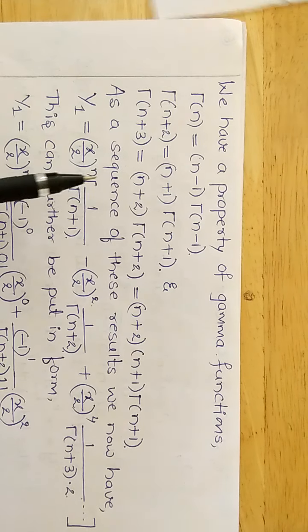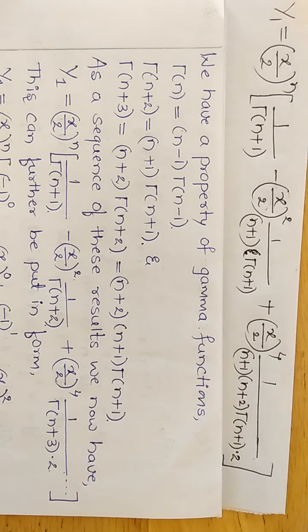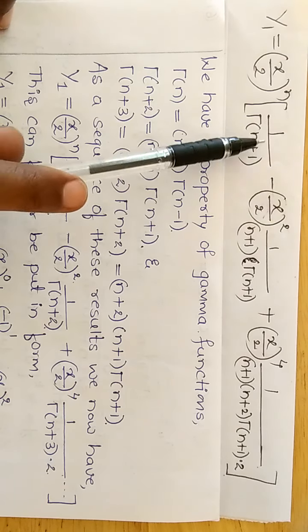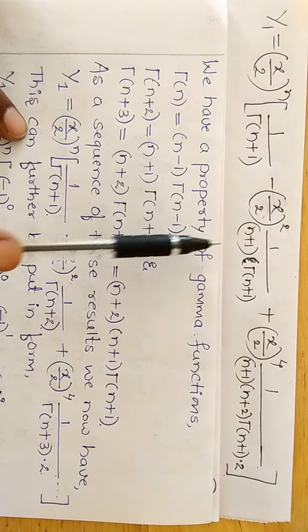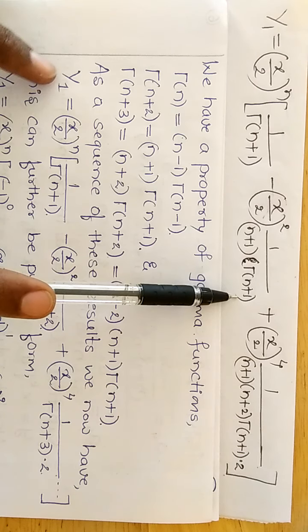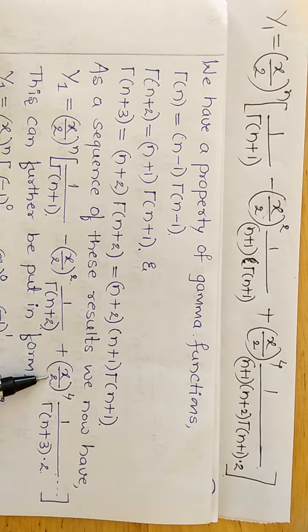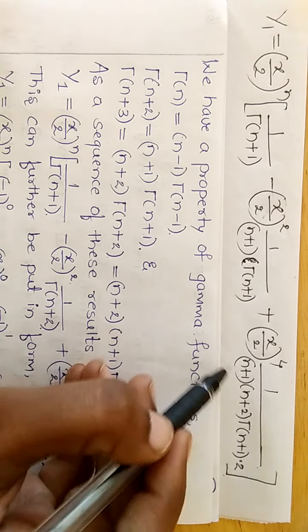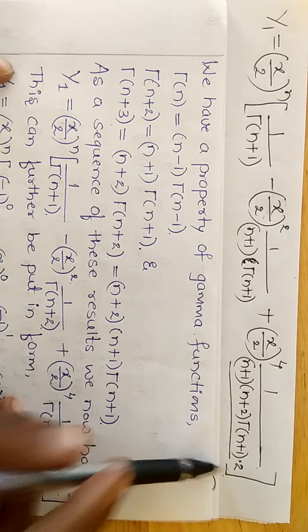Then substitute these values in equation y1. So y1 is equal to x by 2 raised to n, 1 divided by gamma of n plus 1 minus x by 2 whole square. n plus 1 into gamma of n plus 1 is gamma of n plus 2. So gamma of n plus 2 plus x by 2 raised to 4, n plus 1 into n plus 2 into gamma of n plus 1. This value is gamma of n plus 3 into 2.